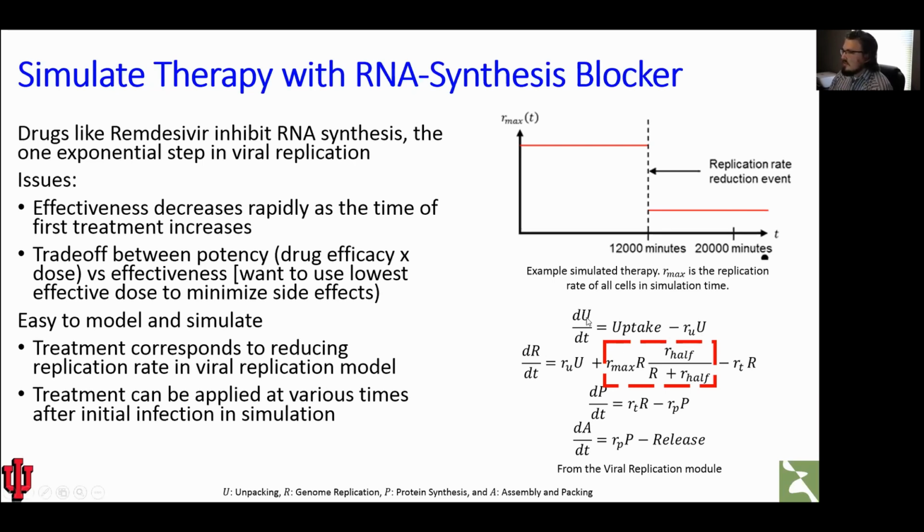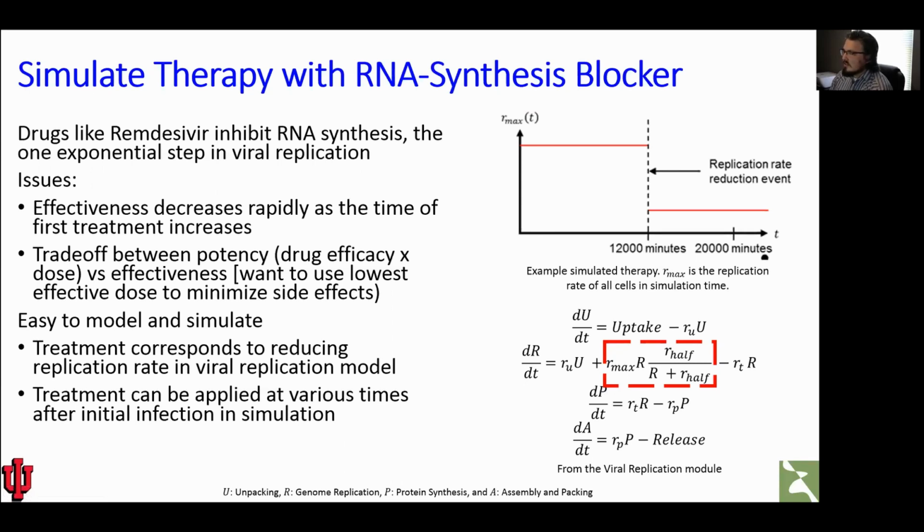So what we did was we took our viral replication model, which is shown here, and drew this box around this term here in the replicating stage. Again, this is the term that brings about exponential amplification of the virus inside of a cell.